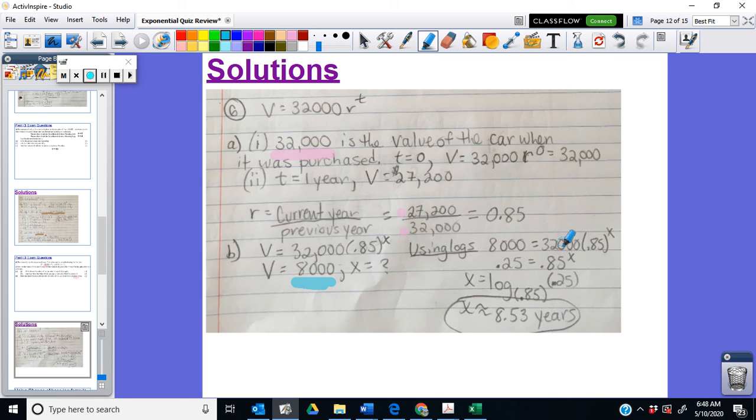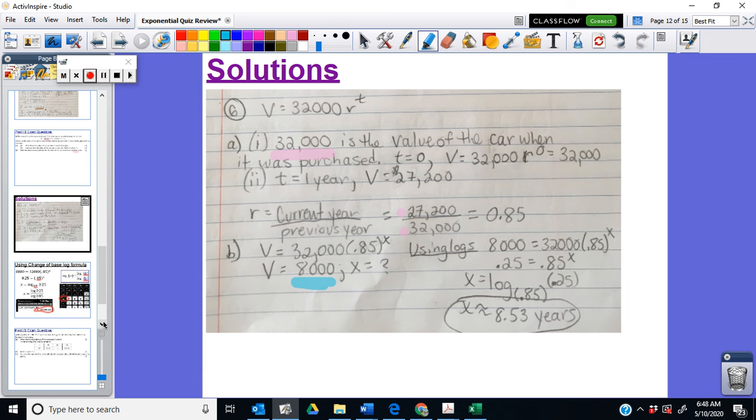First thing we need to do is to divide both sides by 32,000. We get 0.25. Now here's how we could use it with logs. You could also use a graphing calculator and find out when y equals 8,000 and y equals 32,000 times 0.85 to the x power, find their intersection. There's a video in the video section that you could watch.